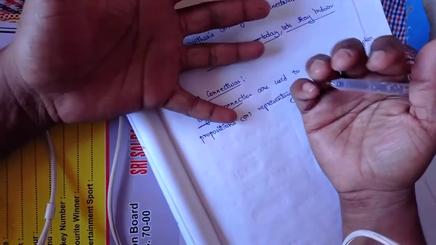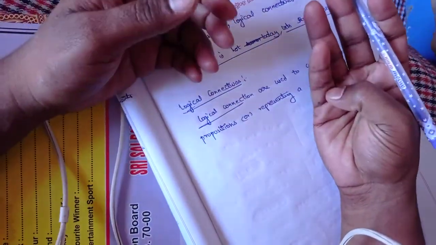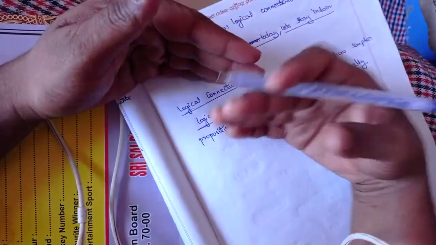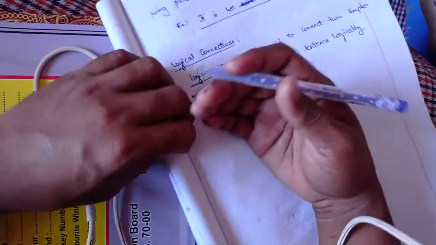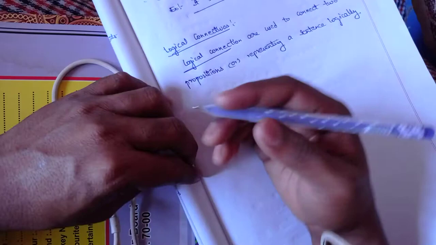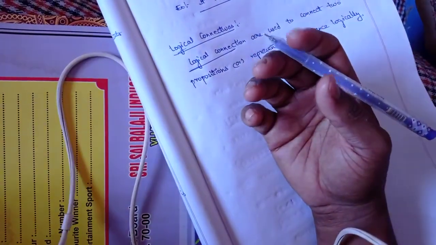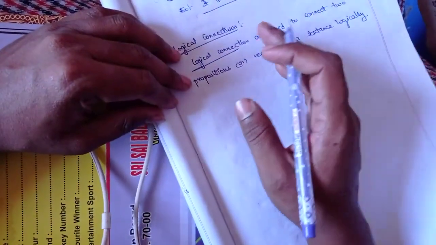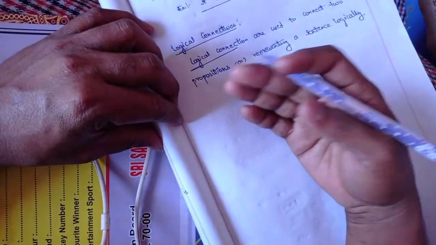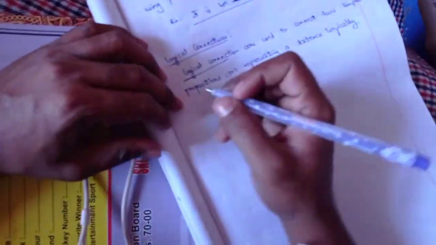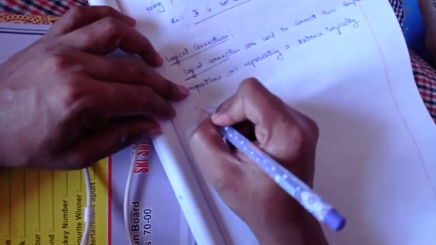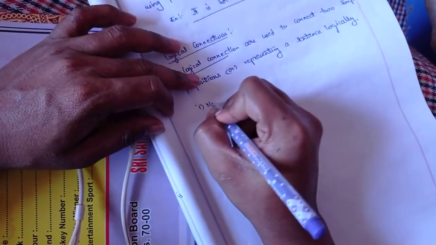There are 5 parameters: negation, conjunction, disjunction, implication and biconditional. We have already dealt with all these topics in our engineering first year, discrete mathematics. I will explain it in a theoretical format, then later move to the truth tables on all of these. So what is the first logical connective? The first logical connective is negation.